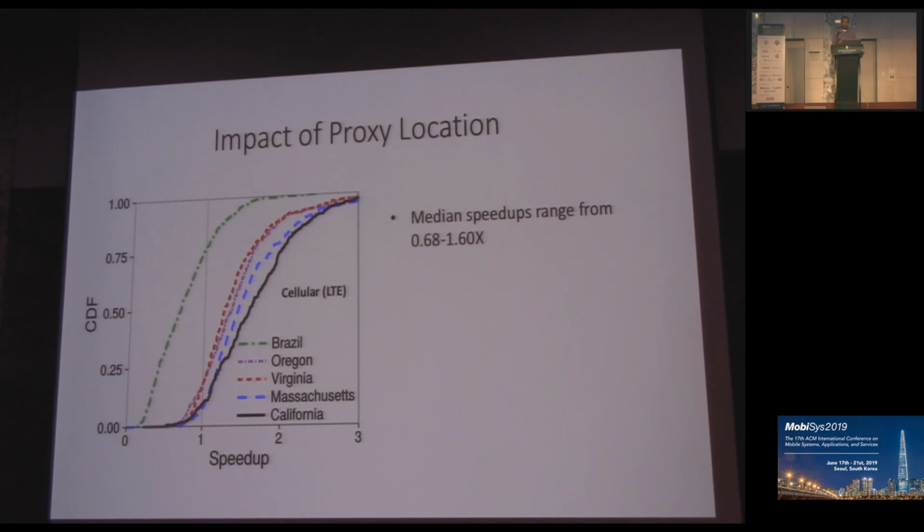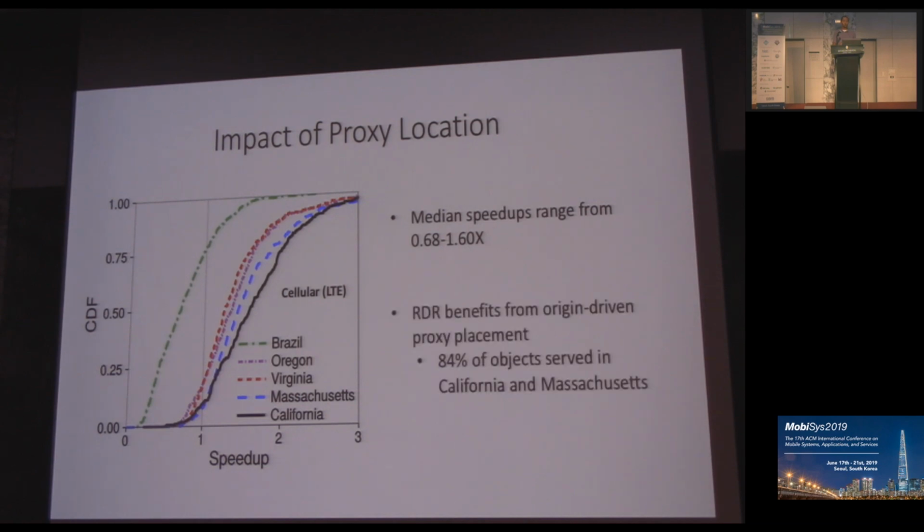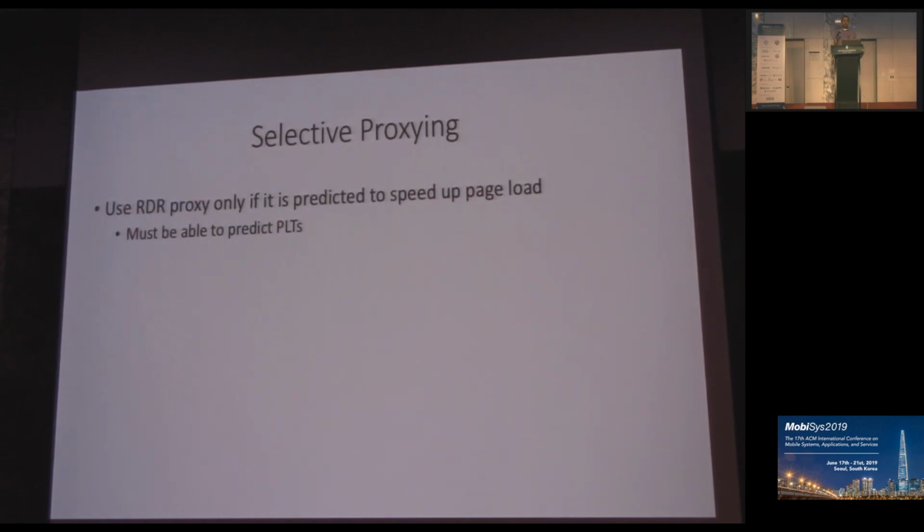This is evidenced in the graph by the fact that the California and Massachusetts proxies were able to achieve the highest overall speedups, since 84% of the objects for the pages in our corpus were served from origins in those regions. And so this last set of results motivate that RDR provides benefits in some settings, but not others. This challenges the conventional always-on approach, and instead motivates that RDR should be done selectively, where proxies are only used if they're expected to reduce page load times.